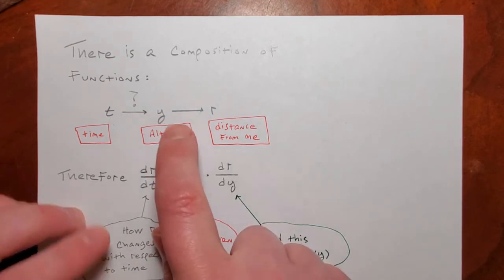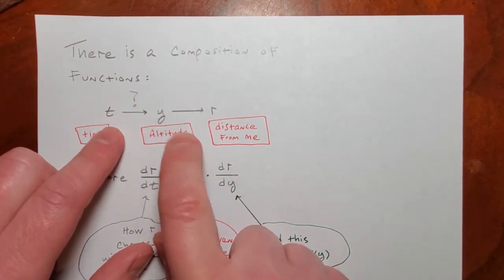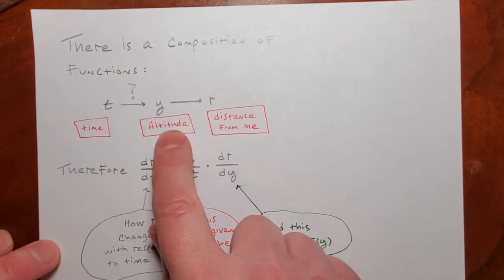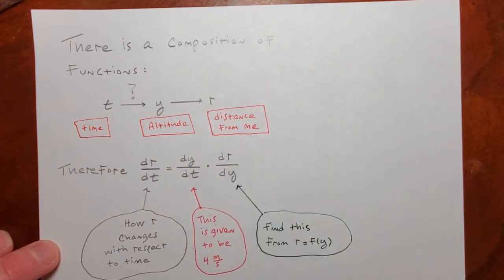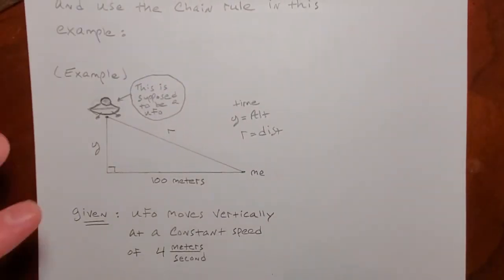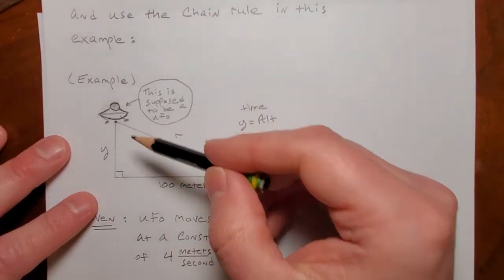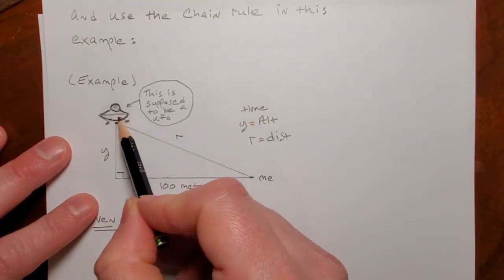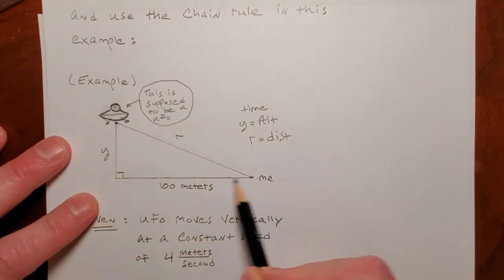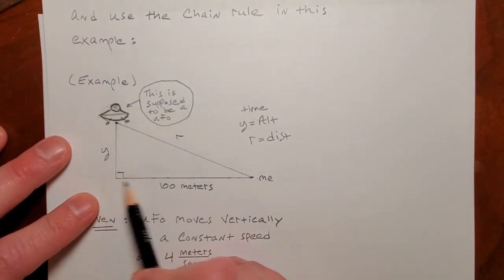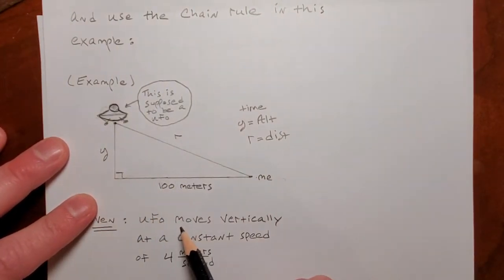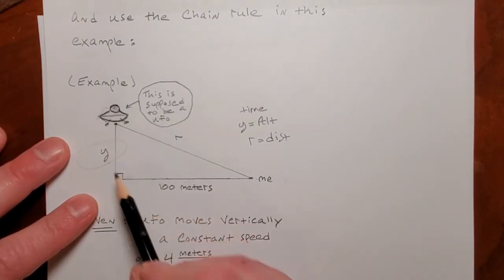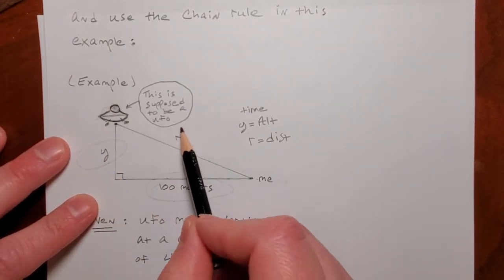Okay, yes, there's that link. And then if I know the altitude, could I calculate r, the distance from me? Well, think about it. You took pre-calculus or trigonometry to get into this class. There's me, there's the UFO, and between me, the UFO, and the ground, there's a right triangle. If I knew this and I knew this, could I figure out that?